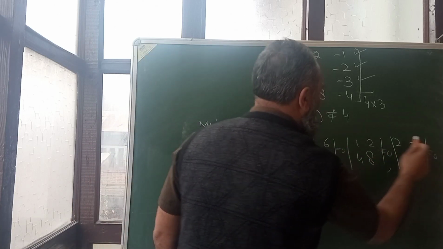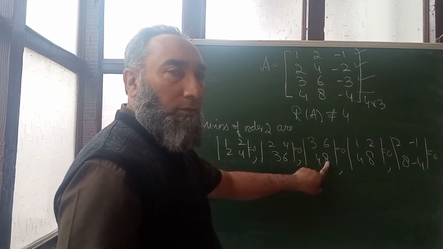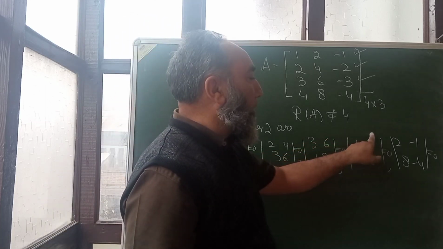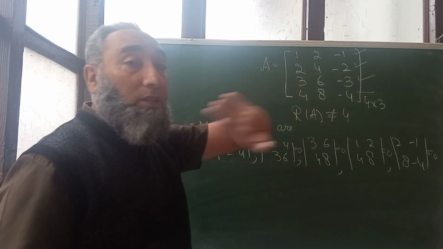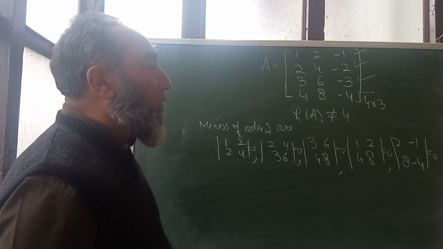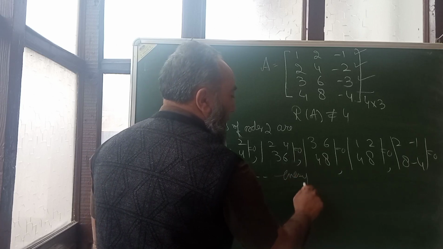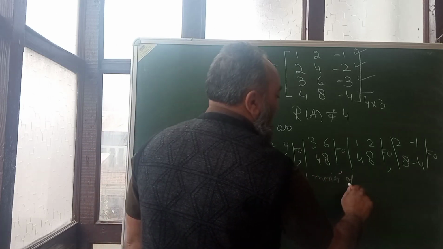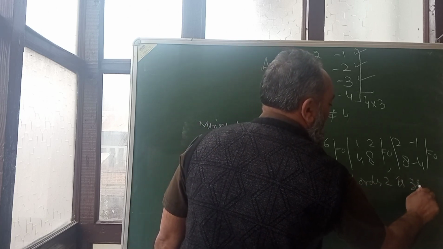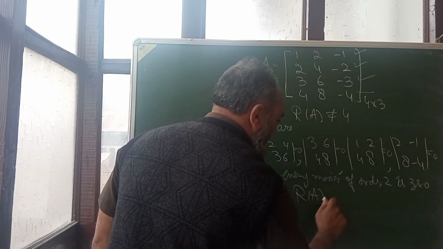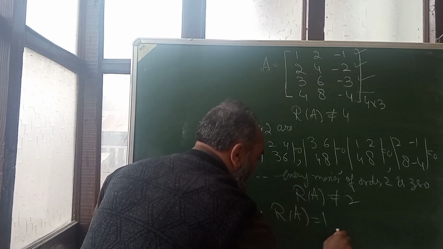These are all 0. You see, this is 4, 1, 4, 2, 2, 4. 2, 6, 12, 3, 4, 12. 3, 8, 24, 6, 4, 24. 8, 1, 8, 4, 2, 8. 2, 4, 8, 2, 4, 8, 8, 1, 8. So there is not at least one minor of order 2 which is not equal to 0. Every minor of order 2 is 0. So rank of A cannot be 2. Therefore, rank of A is equal to 1.